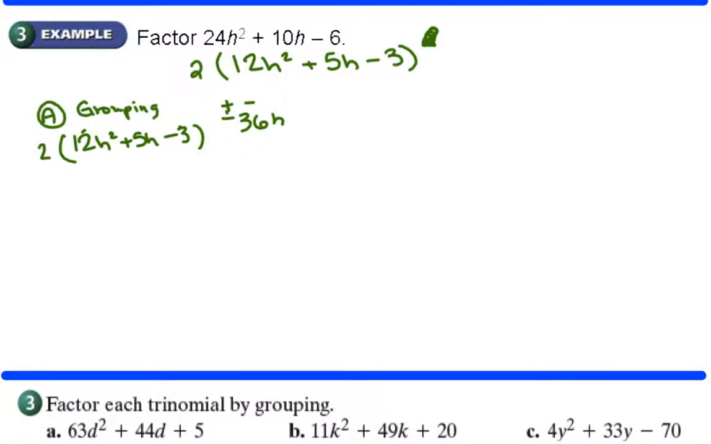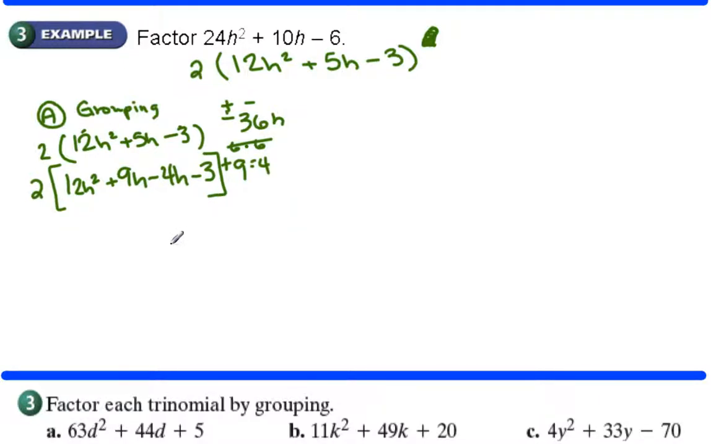Well, 36, think of 6, 6, but that would cancel out, so that won't work. 9 and 4, hey, that's it. And since this is positive, the 9 has to be positive and the 4 has to be negative. So now we have 2 times 12h squared plus 9h minus 4h minus 3.